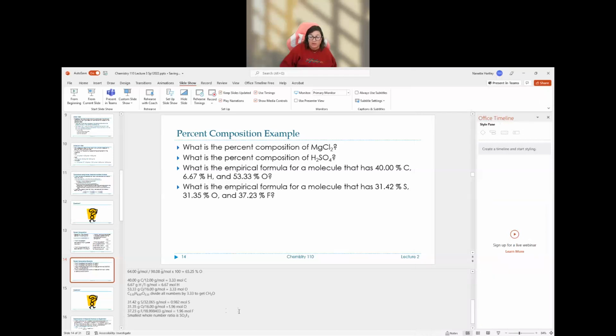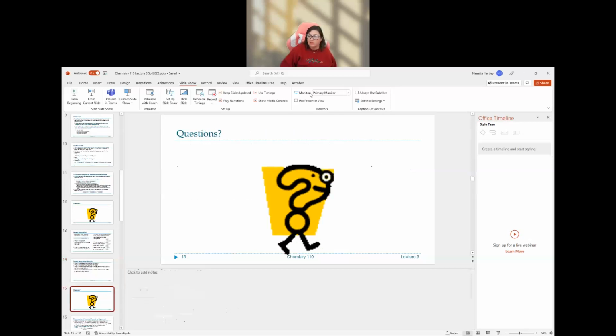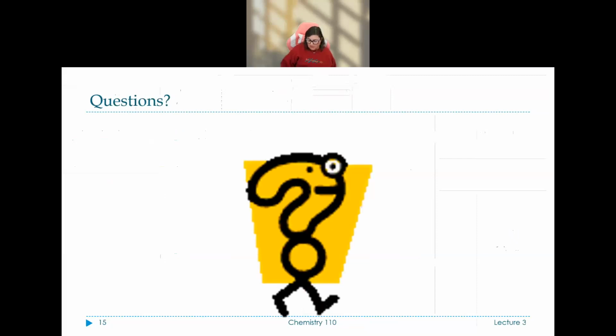So I do my same ratio. I have S 0.982, O 1.96, and F 1.96. Smallest whole number ratio, if I divide by 0.982, gives me SO2F2. Okay? Hopefully there are no questions about that, but if there are, please let me know. I think we're good there.